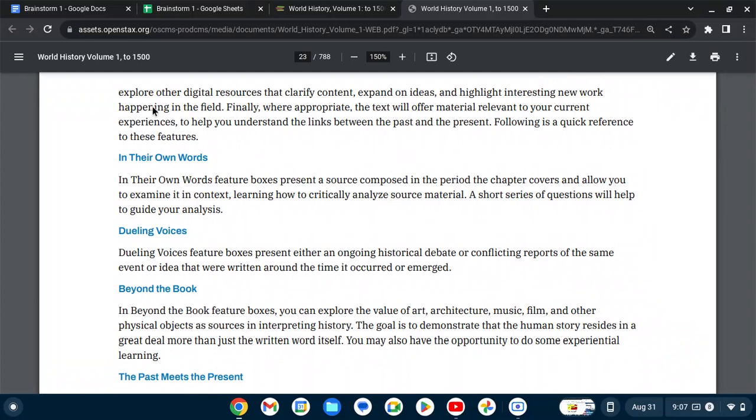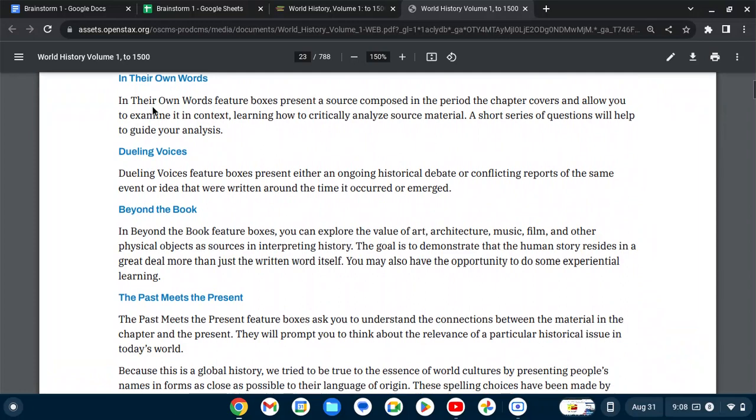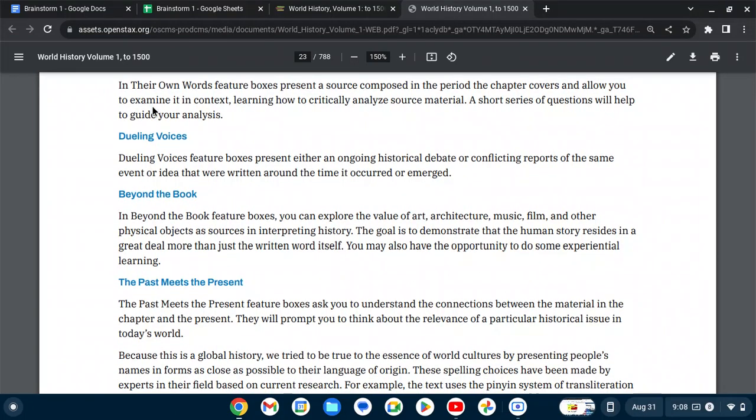Following is a quick reference to these features. In their own words, feature boxes present a source composed in the period the chapter covers and allow you to examine it in context, learning how to critically analyze source material. A short series of questions will help to guide your analysis.